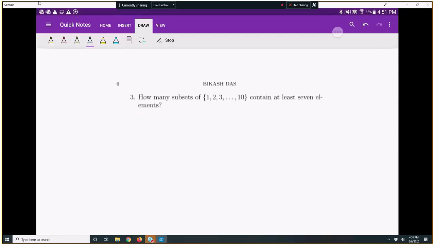Now, how many subsets of the set 1, 2, 3, up to 10 contain at least 7 elements? So, similar to the last problem, at least 7, that's going to be 10 choose 7, that's how many of them have exactly 7, plus 10 choose 8 is how many of them have exactly 8, plus 10 choose 9, that's how many have exactly 9, plus 10 choose 10.